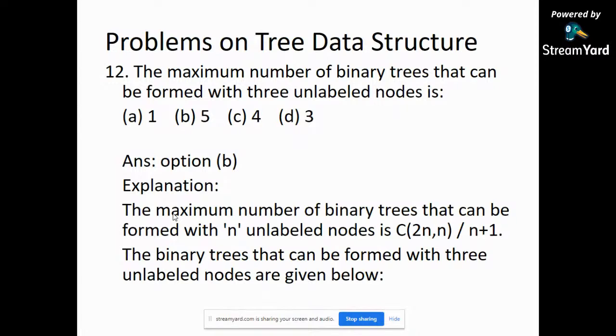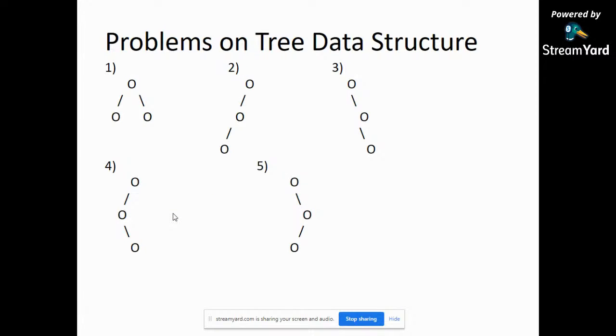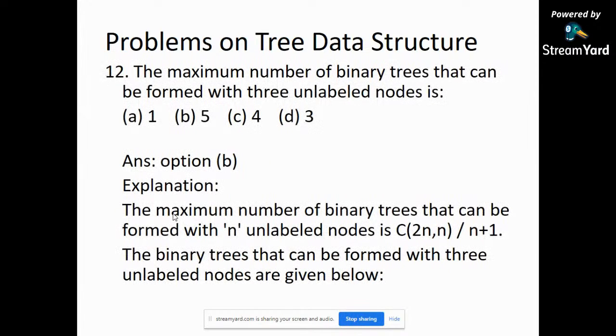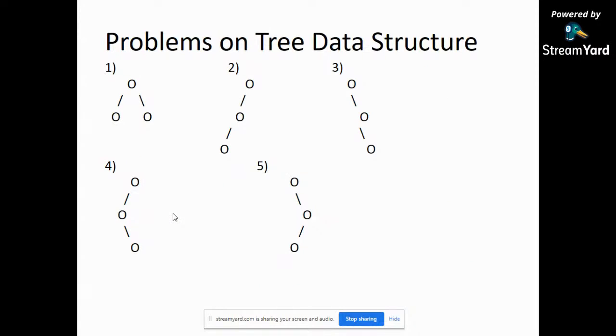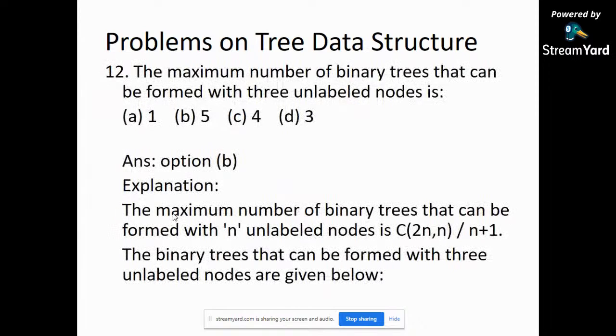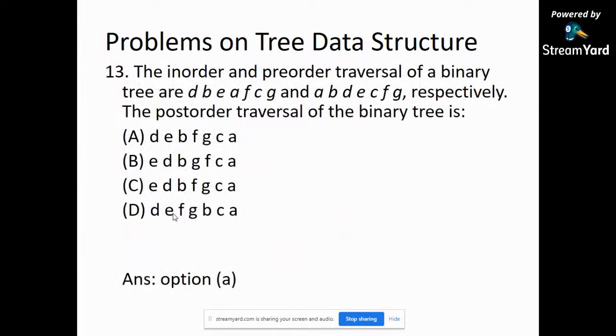The maximum number of binary trees that can be formed with 3 unlabeled nodes is, the correct option is 5. But here you can see how many binary trees can be formed with 3 unlabeled nodes. So you can see the combination, we can draw 5 different combinations of binary trees. So the correct option is B, that is 5.